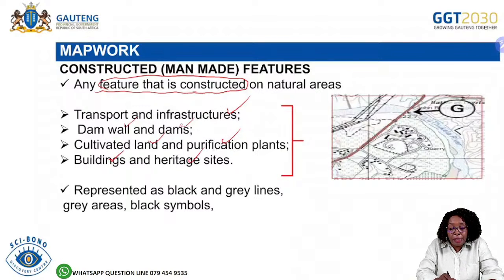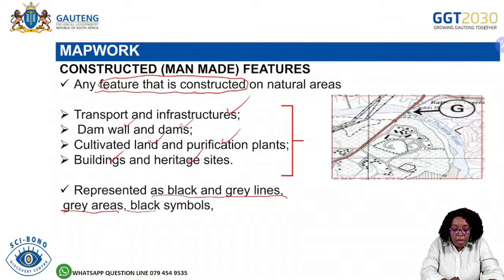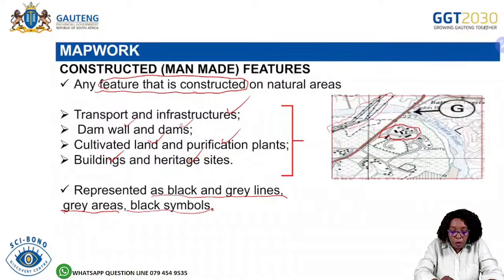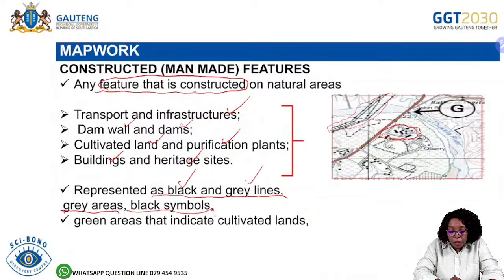So how do we identify these on a topographic map? They are represented as black and gray lines, gray areas and black symbols. Can you see there are black features that we can identify here? So this would be your man-made. What you can also see here are examples of the man-made according to the color code that we are referring to: the black and gray lines, as well as the gray areas and the black symbols.